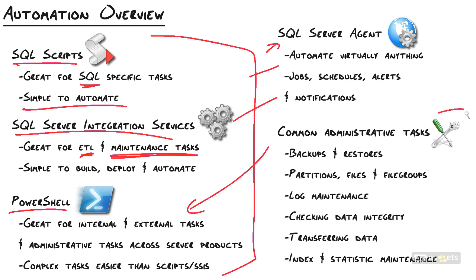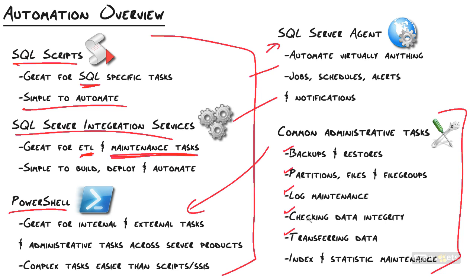So what are some of the common tasks that you're going to see DBAs attempt to automate? Backup and restores, that's probably the big one. Partitions, files, and file groups, anything that has to do with maintaining our database files, absolutely. Same with log file maintenance. Data integrity is always a big one. We want to ensure that our data is of the highest integrity, so data integrity checks. Ola Hallengren has a great data integrity script as well that I'll show you.